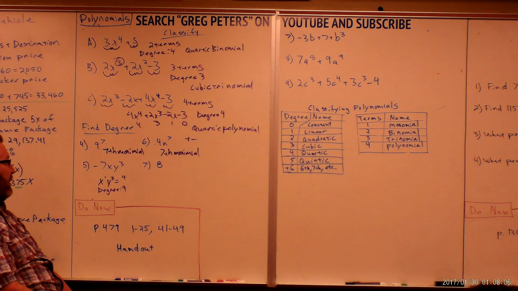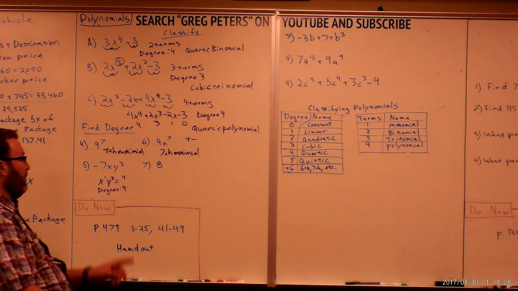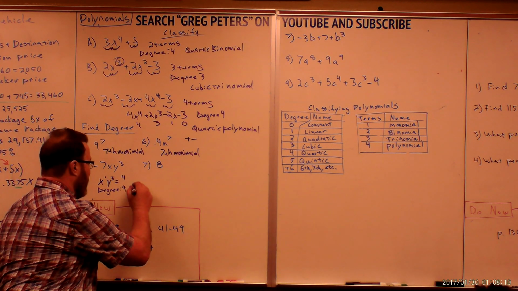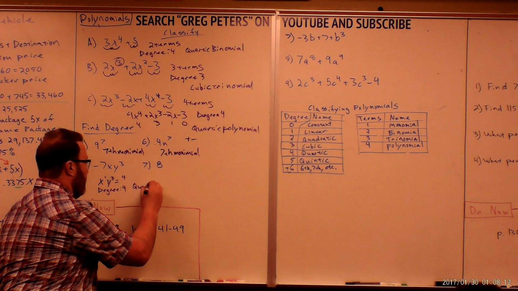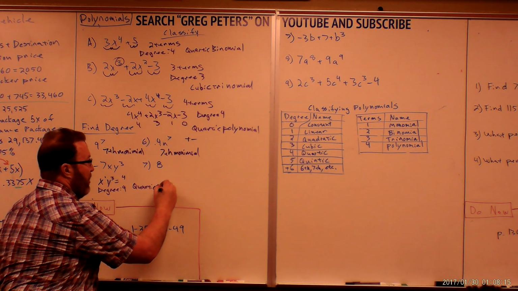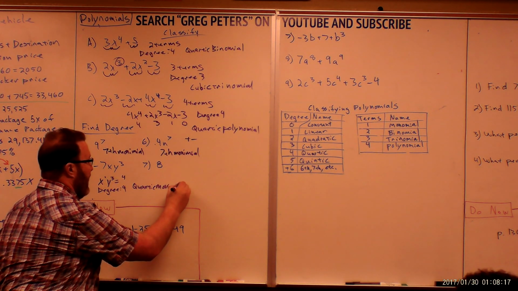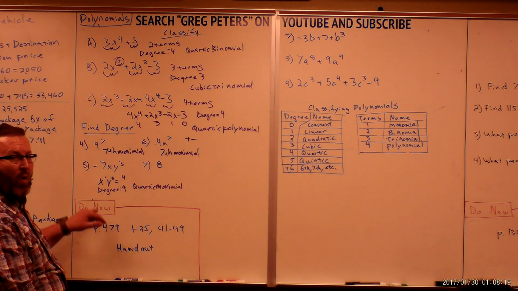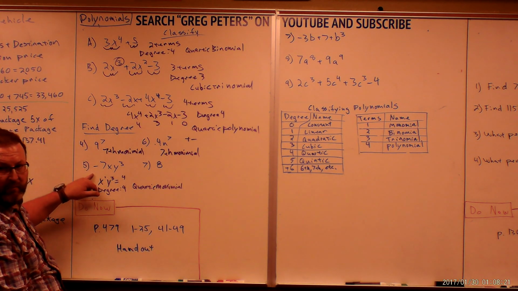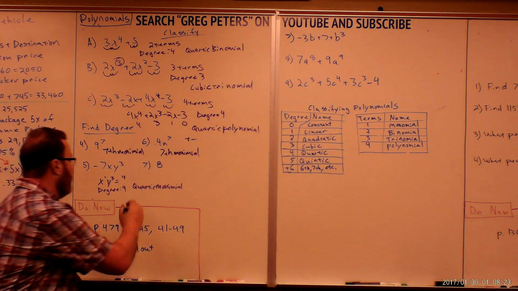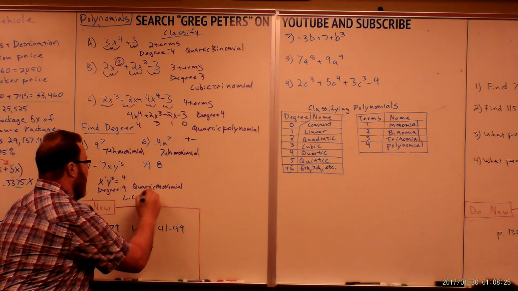How many terms do we have here? 1 term. So we're going to go 4th degree, quartic monomial. Now I have a question. What is the leading coefficient in this problem? Negative 7. So LC is negative 7.